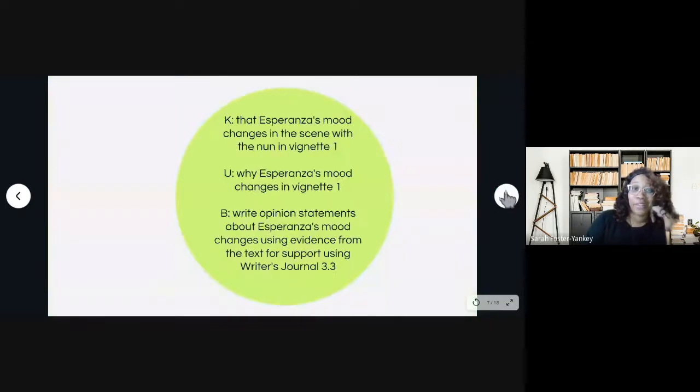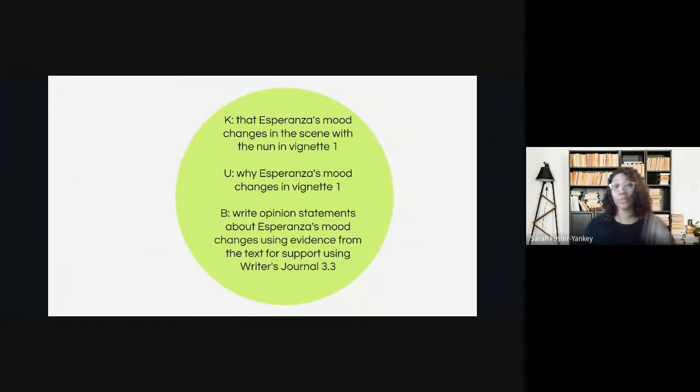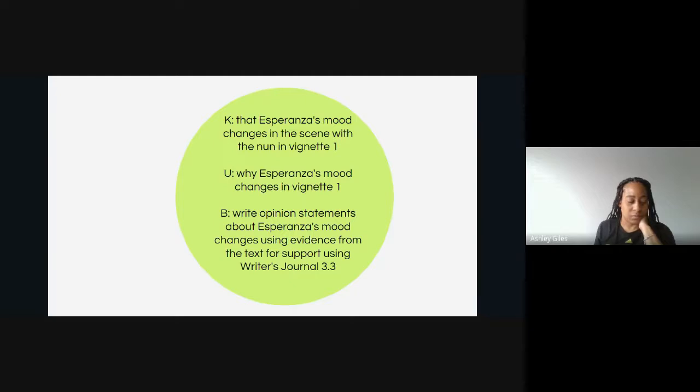Okay, so for writing, we do have a goal. The students are going to know Esperanza's mood changes in the scene with the nun in vignette one. They're going to understand why Esperanza's mood changes, and they're going to be able to write opinion statements about Esperanza's mood changes using evidence from the text for support, using Writer's Journal 3.3. So that speaking and listening activity where they're acting out their scene is going to be really important to help them understand that scene so that they're able to write these opinion statements.